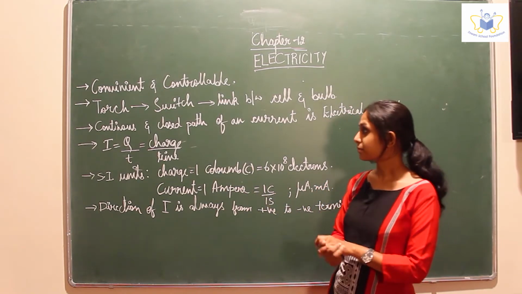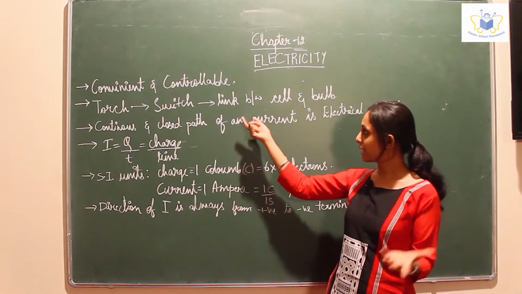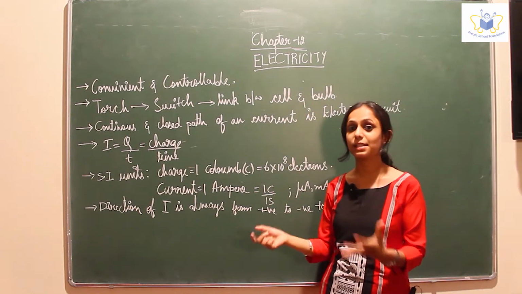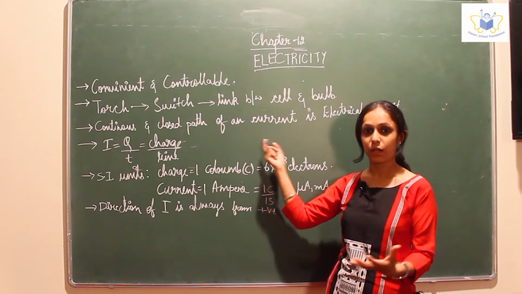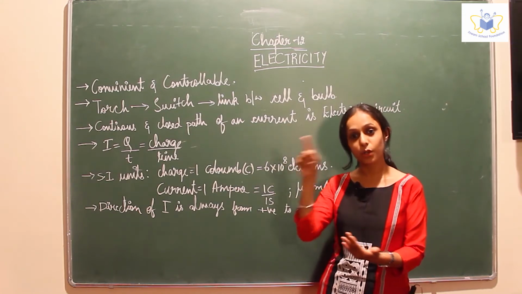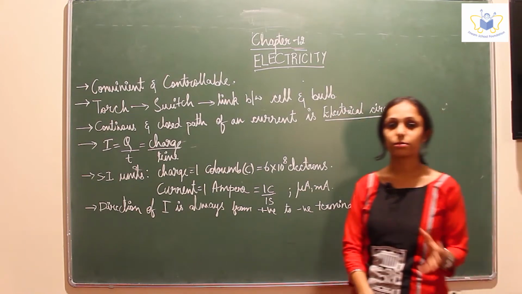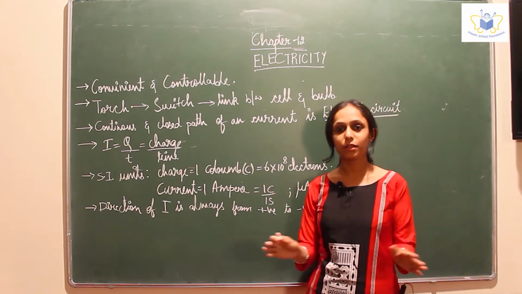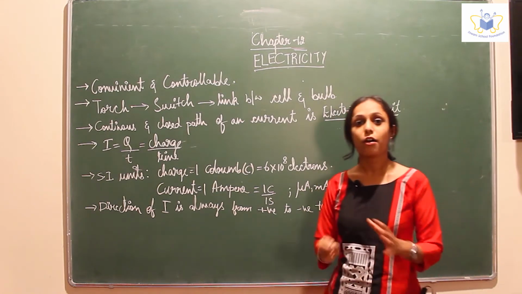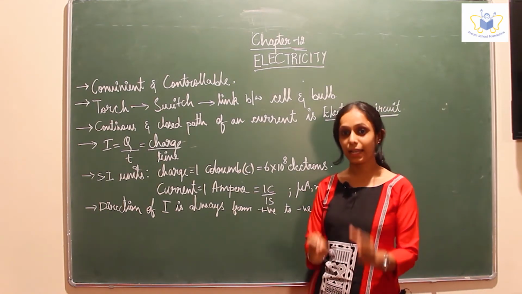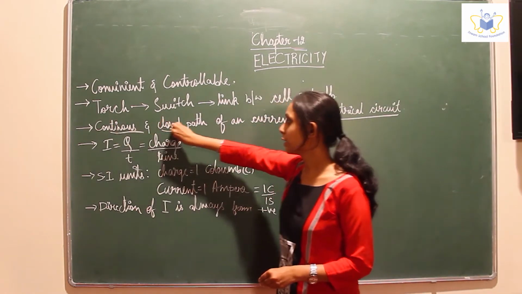Next is, what is an electrical circuit? I told you about the switch, which is a link between the cell and the bulb. Now what is the circuit? It is the continuous and closed path of current. Only if a current is flowing in a closed path, it is called an electrical circuit. If the current breaks down, then you won't get any power, and it cannot be called an electrical circuit. For any circuit to be called an electrical circuit, it must be continuous and closed.